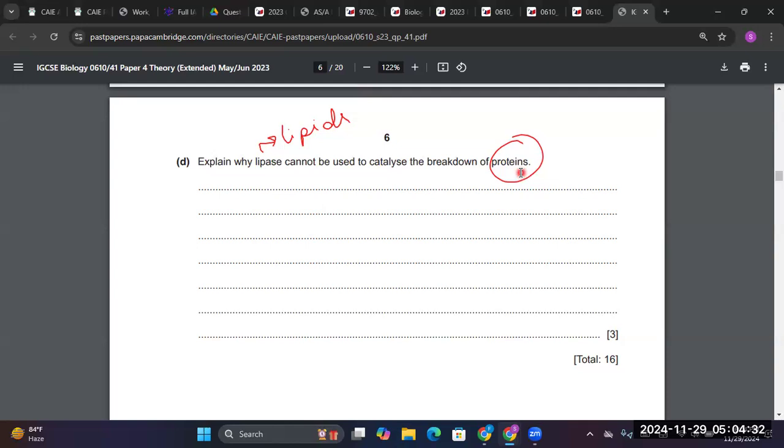So lipase is specific to lipids. If you add the concept of specific, Al Johara mentioned that in her answer, so that is good. Specific is a proper term. So they're specific to lipids, and the shape of the active site is complementary to lipids, or it's not complementary to proteins, so proteins cannot bind with the enzyme to form the enzyme-substrate complex. Okay, that is going to be your answer.